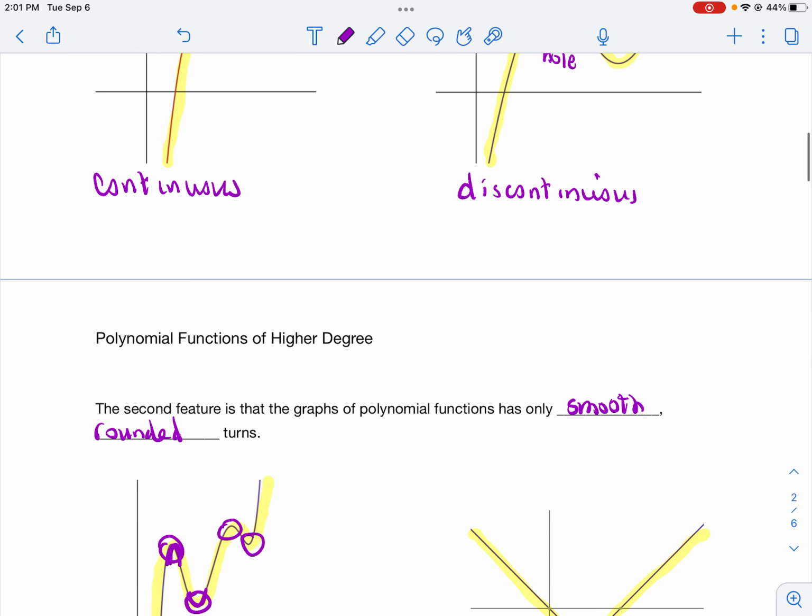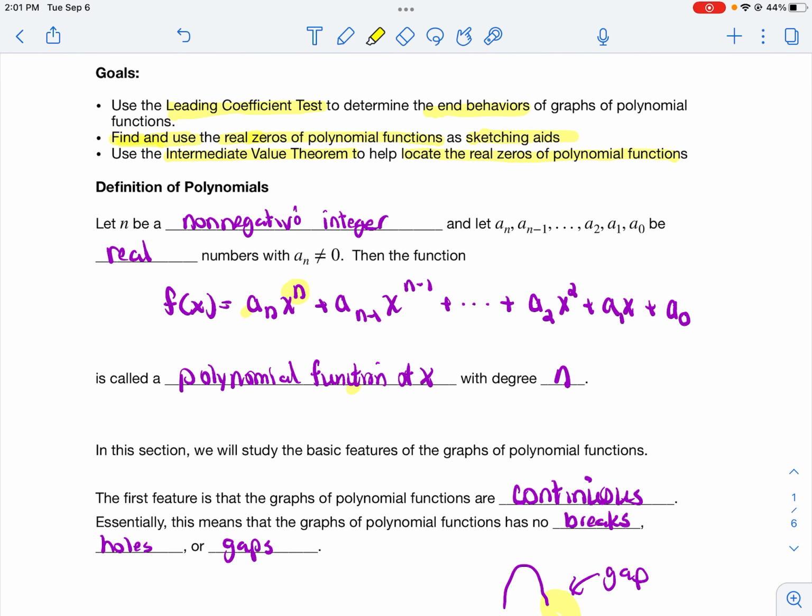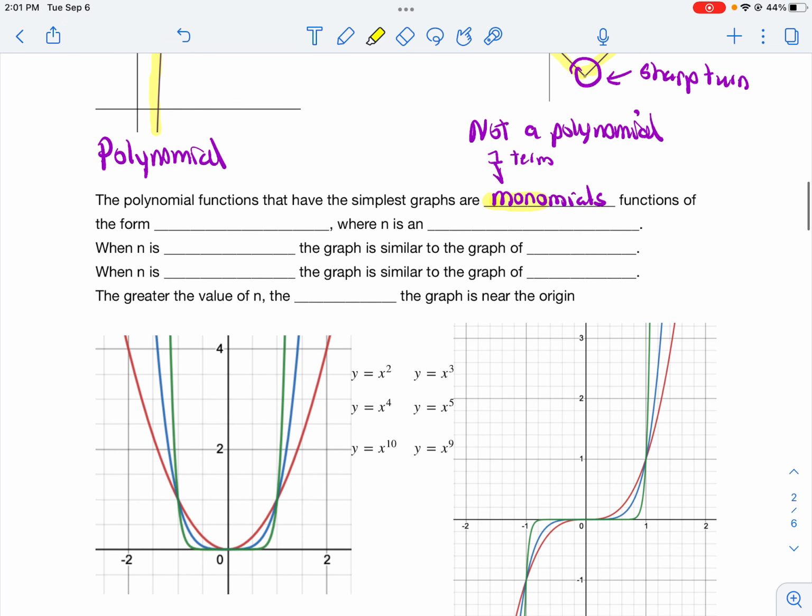So back up here to our polynomial thing. Monomials will only have this first term here. All the other ones would be, these coefficients are all zero, so they all disappear. We're only looking at this term, a single term: y equals some number times x raised to some power. So it's going to be in the form f of x equals a_n x to the n, where n is an integer greater than 0.